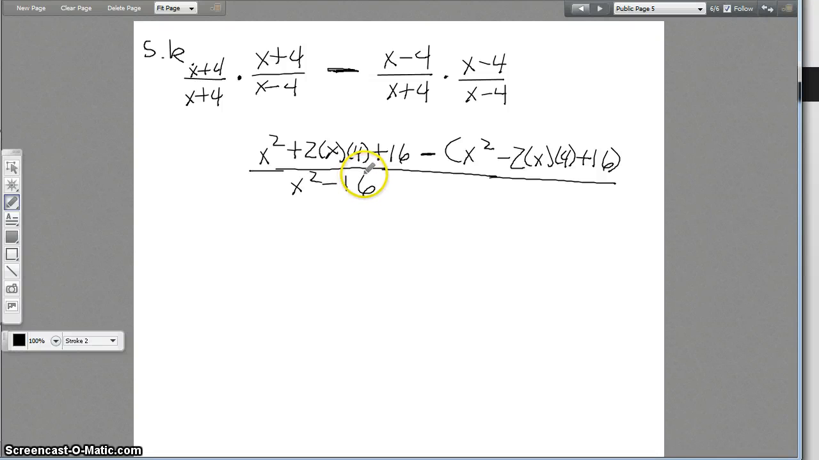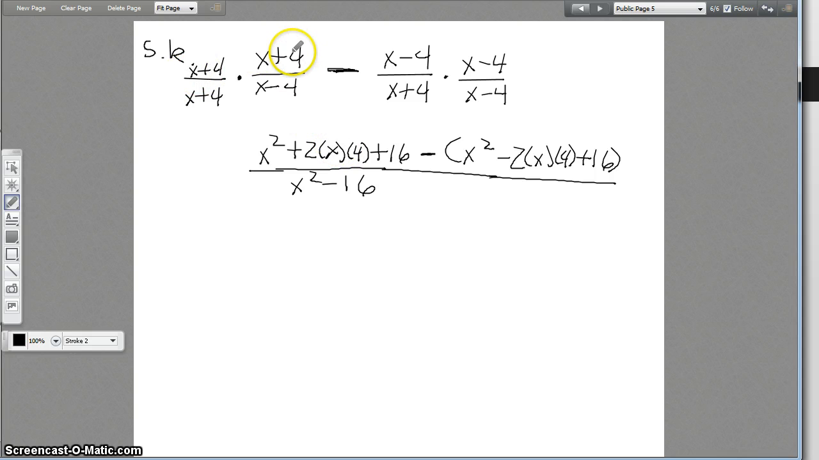This is Jacob's Algebra, Chapter 11, Lesson 3, Part 2, and we're going to finish off Problem 5K. We started with (x + 4)/(x - 4) - (x - 4)/(x + 4). We had to get a common denominator, which we got by multiplying each fraction by the denominator of the other fraction. So then we multiplied everything out.